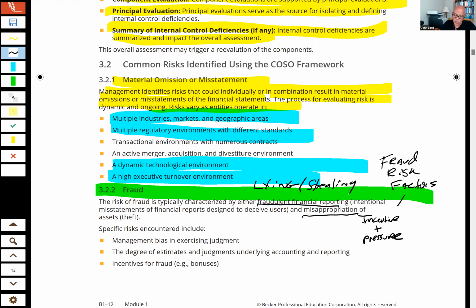What is that? Okay. So when we talk about fraud, we're talking about lying and stealing, more fancily put. We're talking about fraudulent financial reporting. That's lying. Stealing is a misappropriation of assets. And we see fraud when these fraud risk factors exist, at a high level, incentive and pressure. So what happens? If I show a higher net income, I'm going to get a big bonus. Well, that would be an incentive. If I don't show a higher net income, I'm going to get fired. That would be a pressure, right? Okay. Then what? Then we have opportunity.